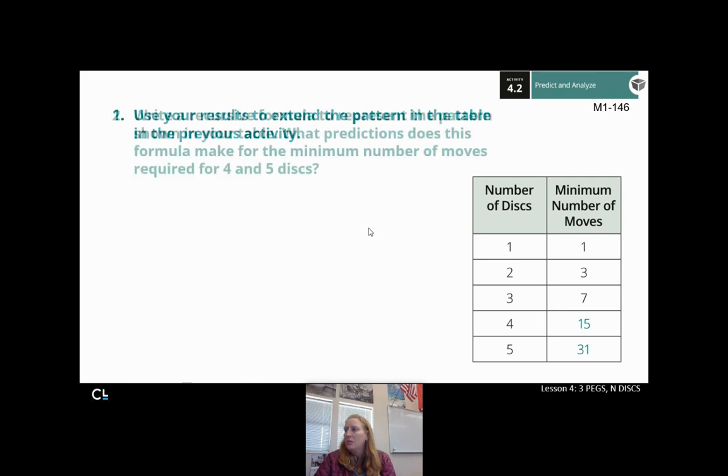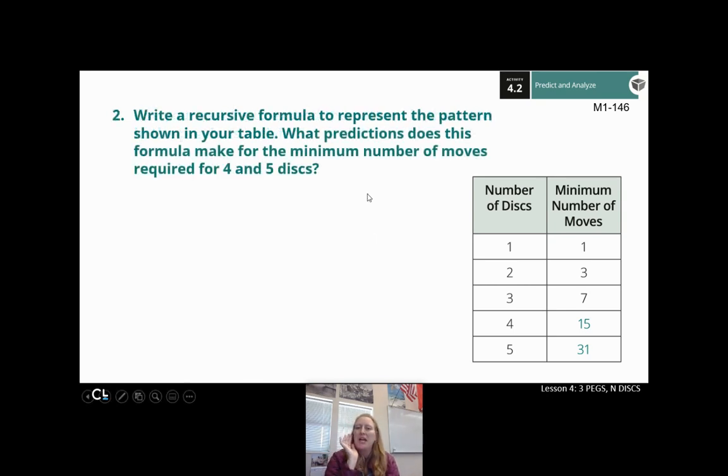Yeah, so that seemed to be super helpful. And this may look familiar. Write a recursive formula. I think we maybe already did. So write a recursive formula to represent this pattern in our table. You may already know it because we kind of already did it. So go ahead and hit pause, write down your recursive formula, and then hit play when you're ready to check your work.